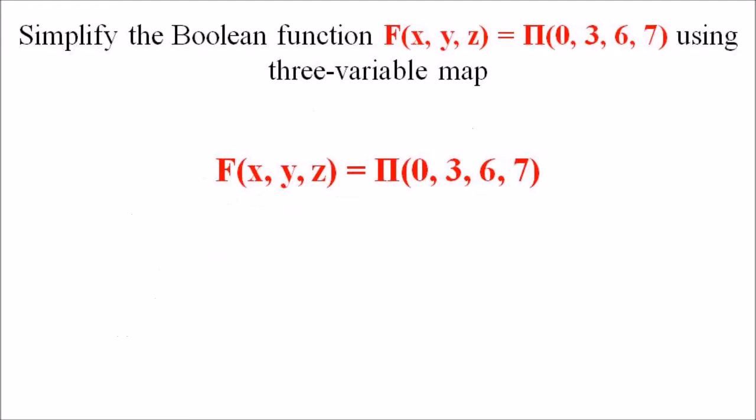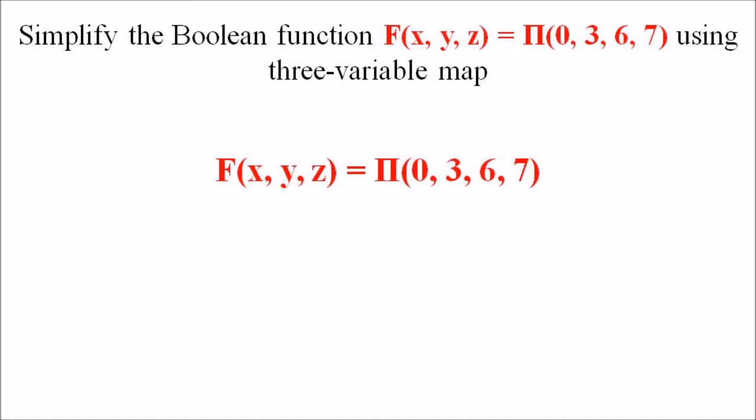So let us consider our example. Our first example is: simplify the Boolean function f of x, y, z equal to pi of 0, 3, 6, 7 using a 3-variable K-map. As in SOPs, we used the symbol sigma for a function, but in the case of a POS, we are using the symbol pi. So the function is f of x, y, z equal to pi of 0, 3, 6, 7. If a question is given with sigma 0, 3, 6, 7, we should use the SOP K-map, and if we are dealing with pi of 0, 3, 6, 7, we should use a POS K-map.